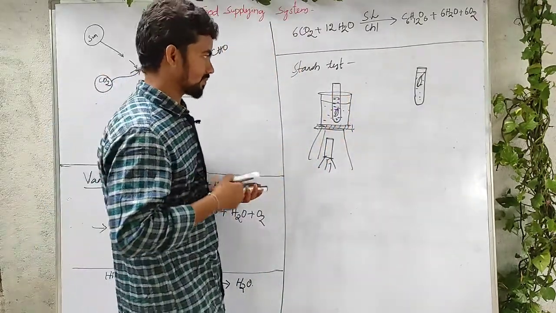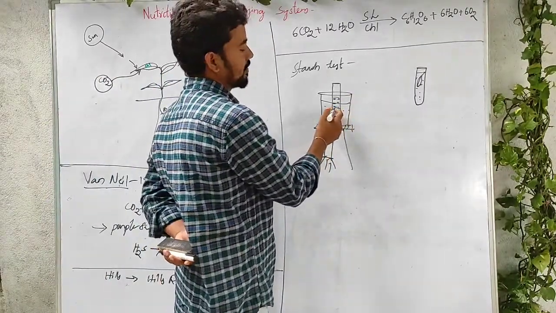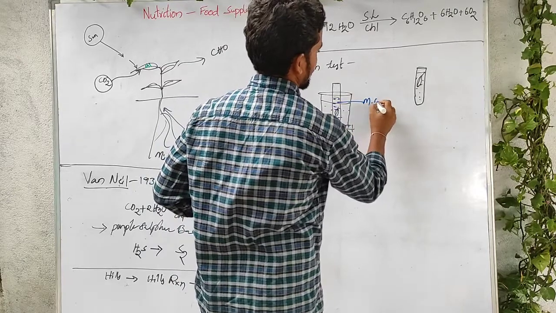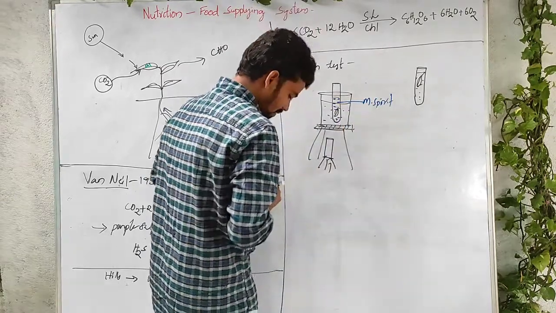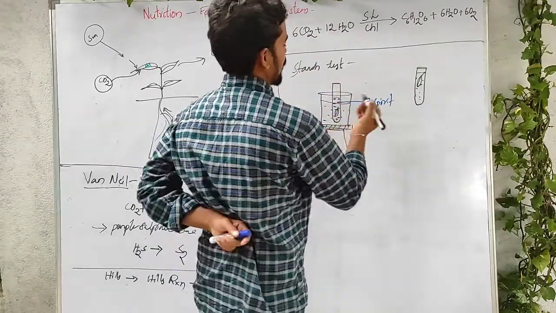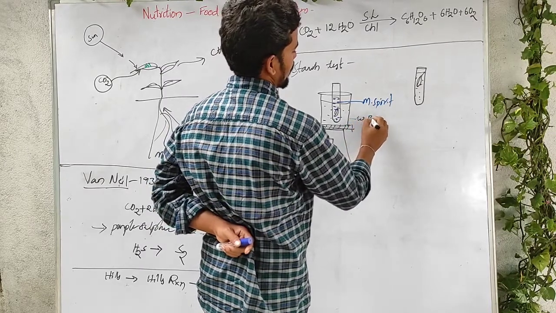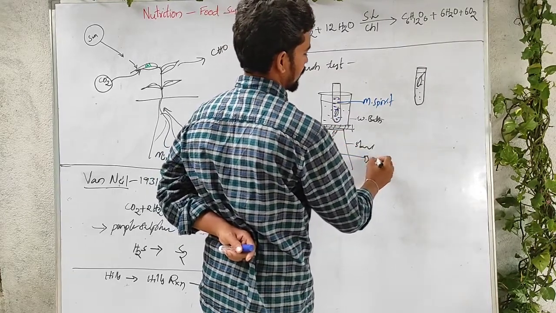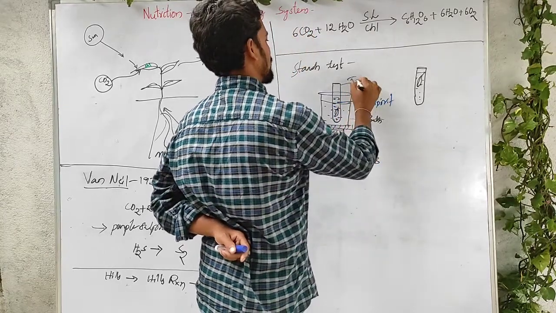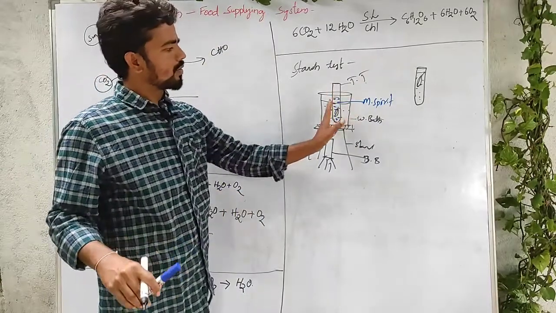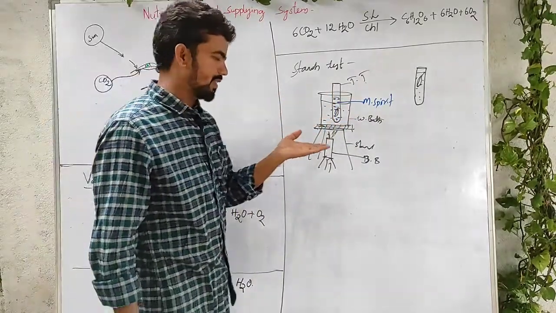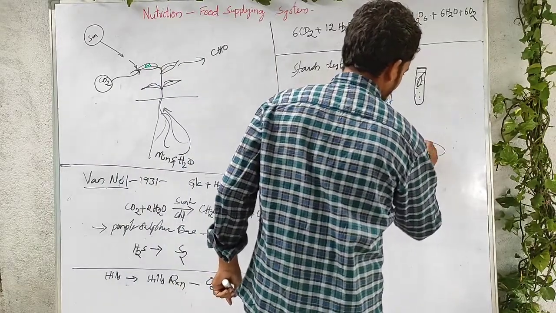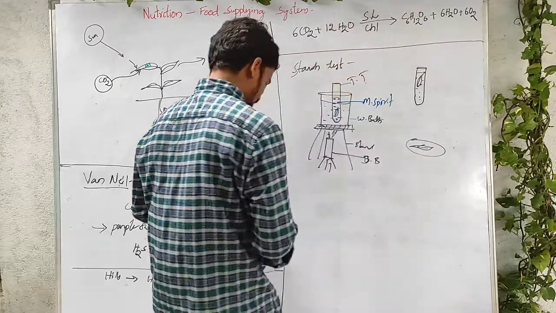After boiling, the green color pigment present will be removed, because the methylated spirit removes the chlorophyll pigment. This is the water bath, this is the tripod stand, this is the Bunsen burner, this is the test tube. After boiling for half an hour to 40 minutes, we take the leaf out with the help of a brush and keep it in a petri dish or watch glass, whatever it might be.